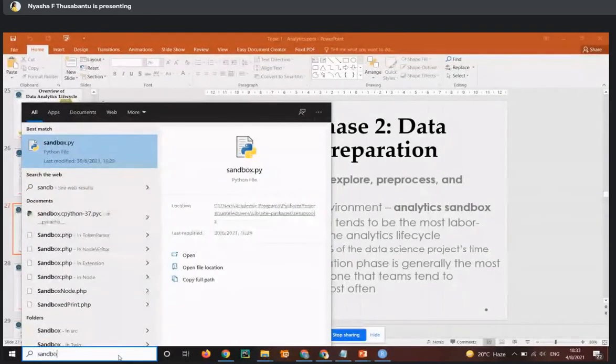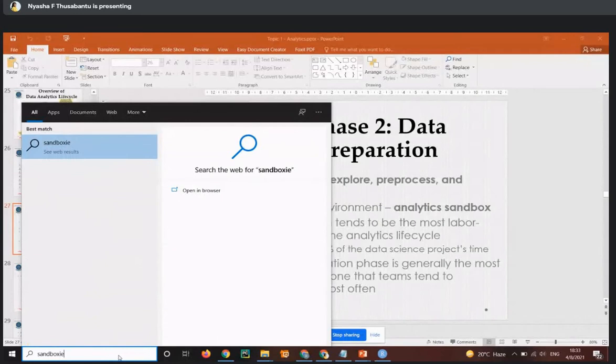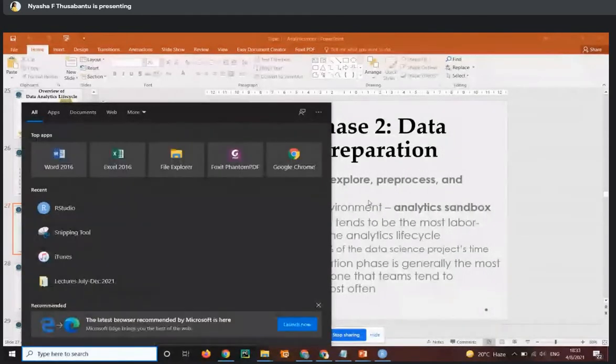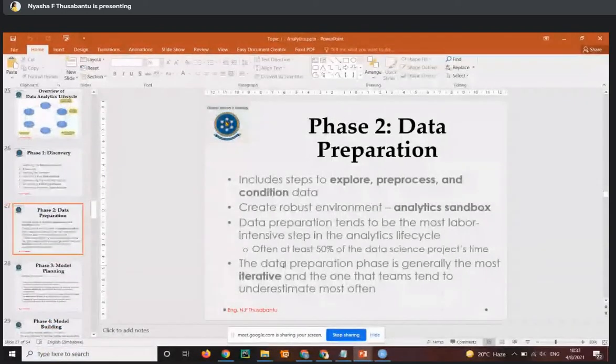Do I have a sandbox here? No, I don't. Do I have the app? No, I don't. Okay. Today, the machine I'm using doesn't have a lot of things. I'll try a different one tomorrow.